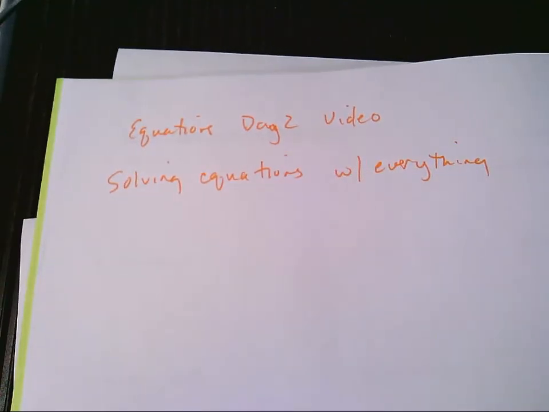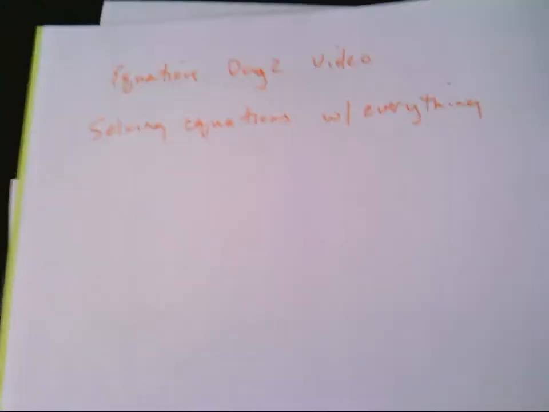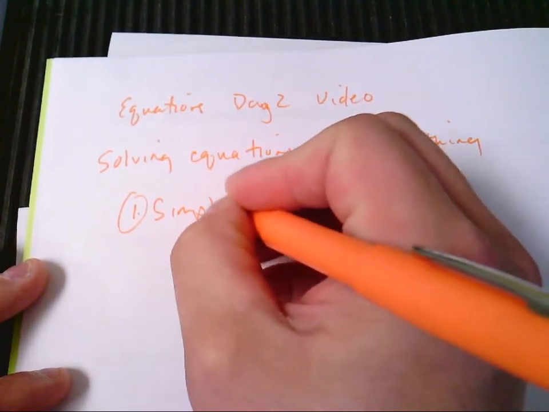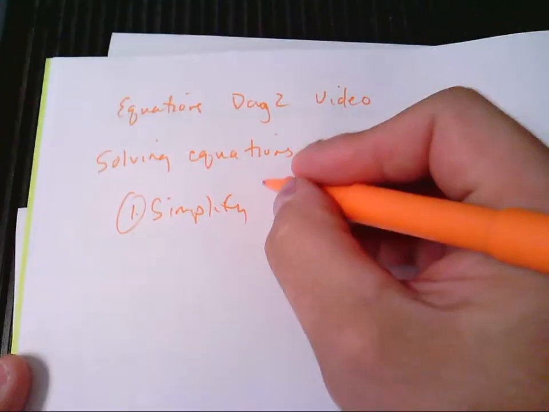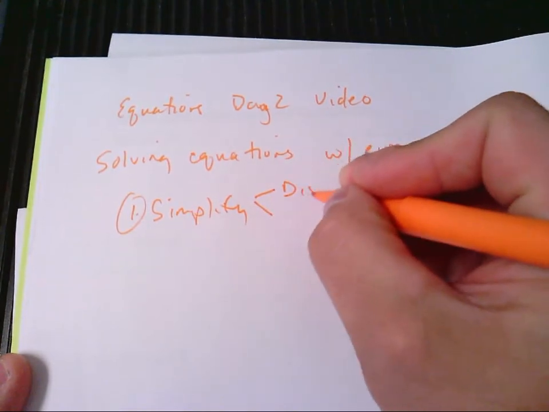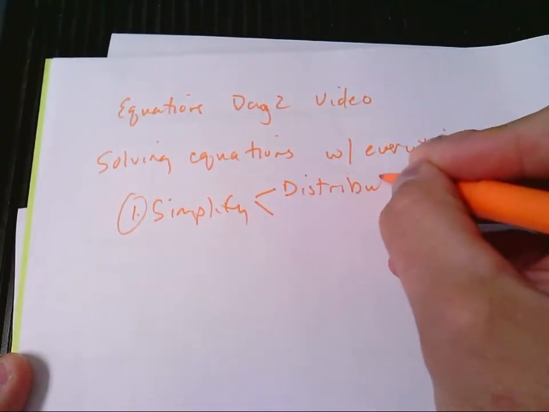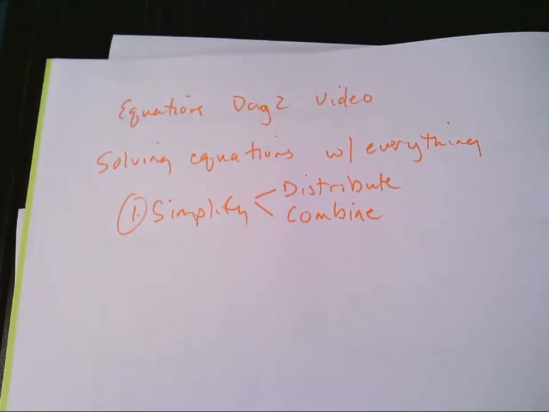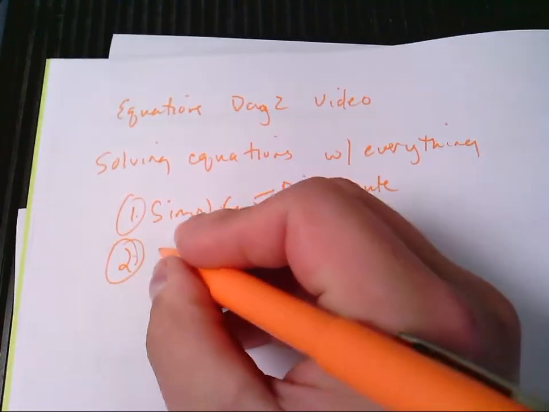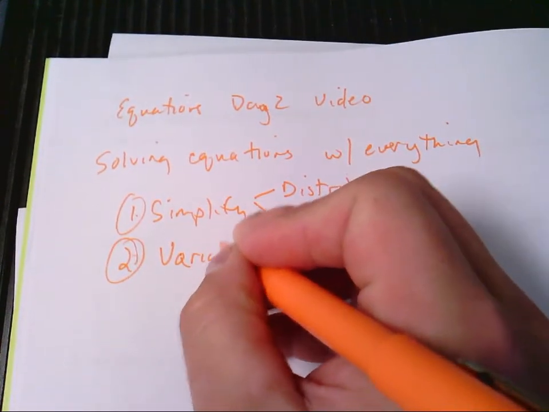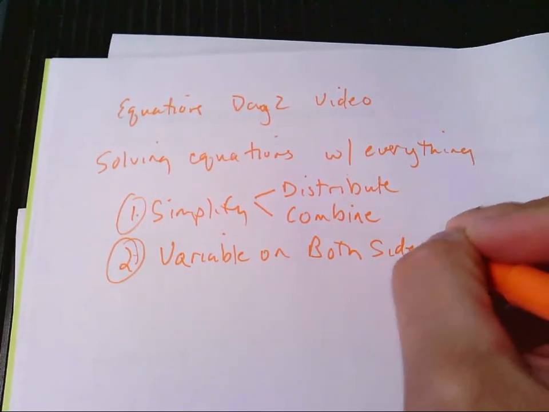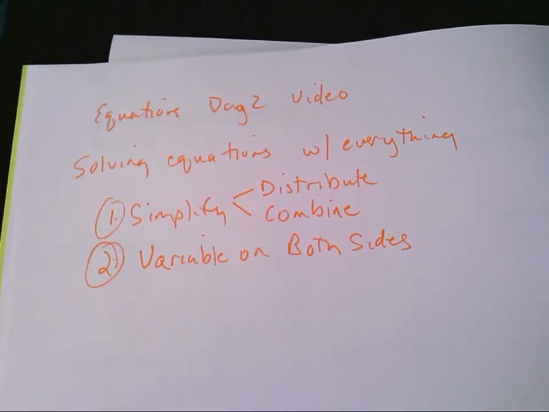So in the last couple of days between our class and the Fast and Furious class, we have learned how to solve equations where we've had to, number one, simplify before we solved. And simplify involved distributing and combining. And then we've talked about what happens when variables are on both sides. Right. So now, equations with everything.